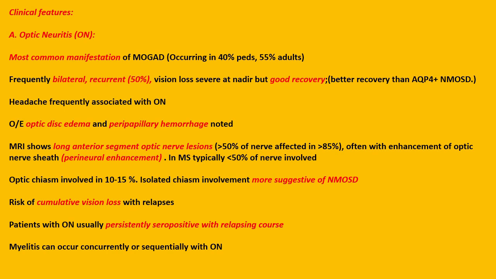Optic chiasm is involved in 10 to 15%. Isolated chiasm involvement is more suggestive of NMOSD. Risk of cumulative vision loss with relapses is seen. Patients with optic neuritis are usually persistently seropositive with a relapsing course. Myelitis can occur concurrently or sequentially with optic neuritis.